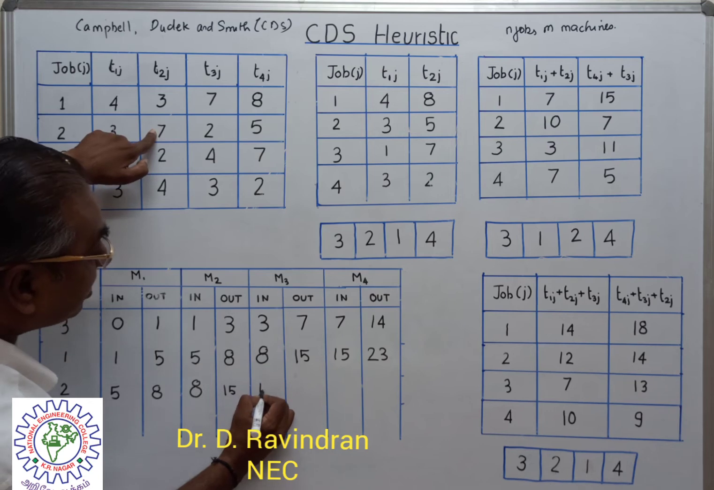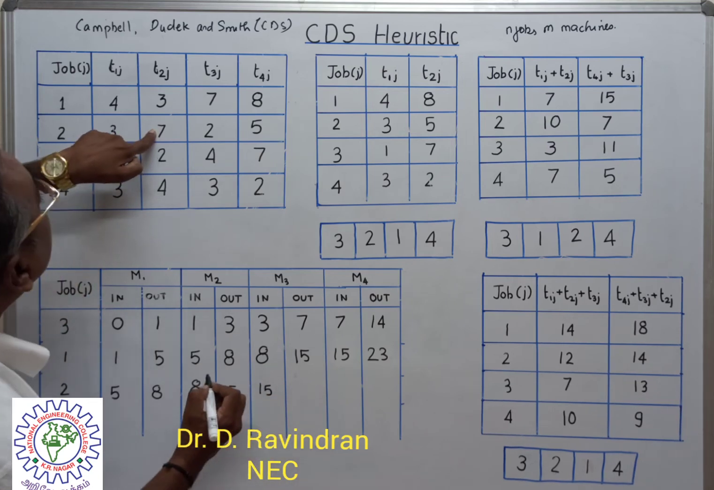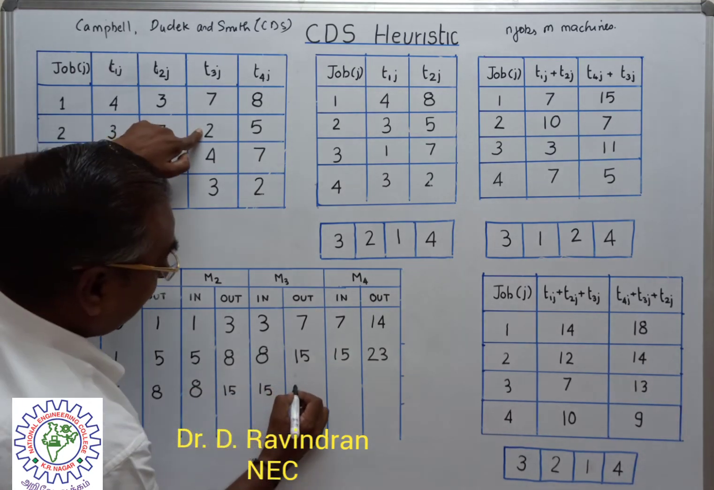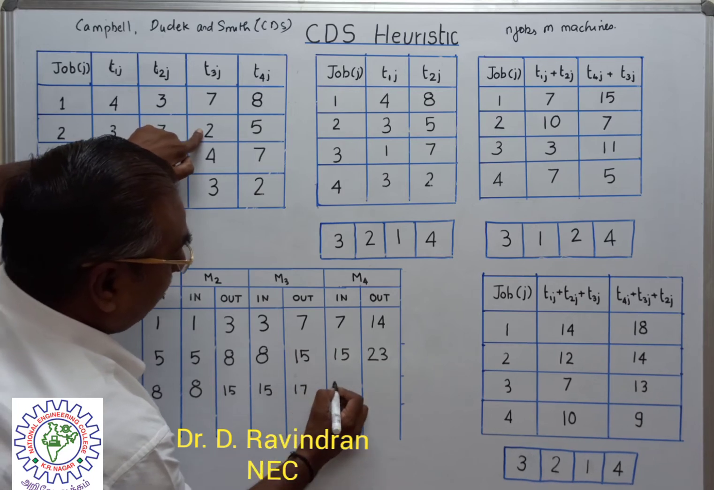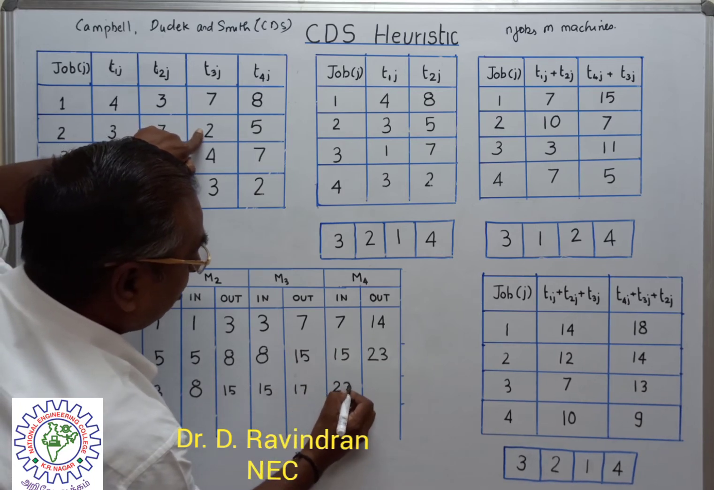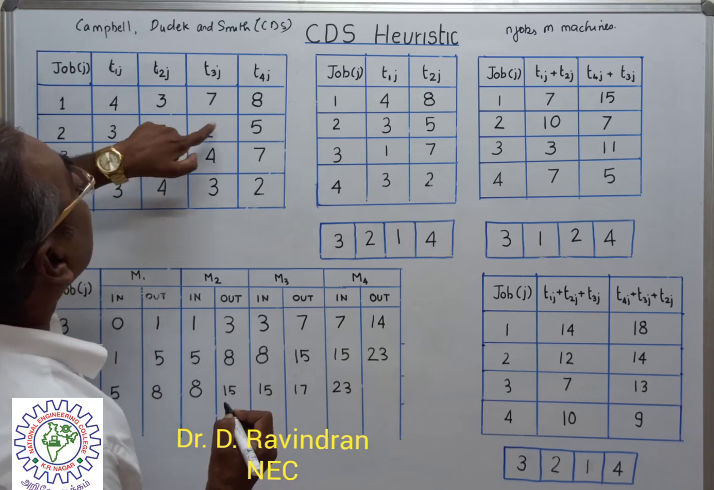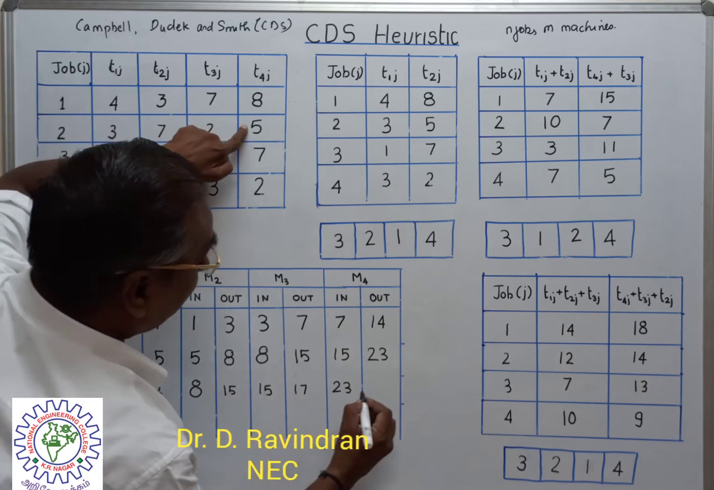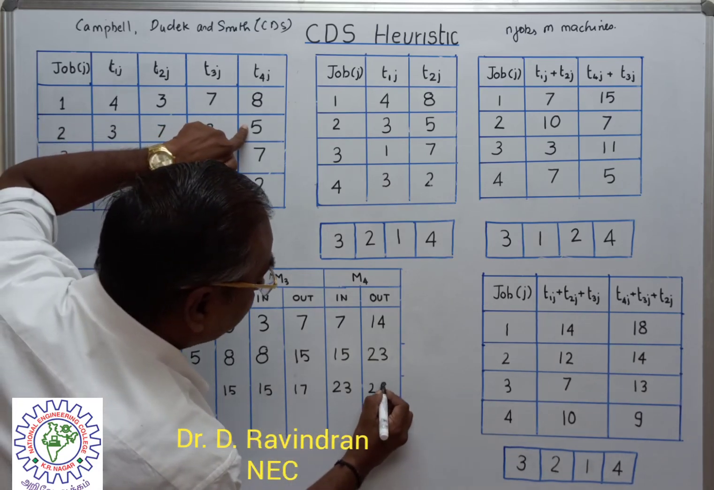At 15 hours it enters the machine M3. 15 plus 2 is 17. At 17 hours it is coming out. But at 22 hours, 23 hours only it will be entering the machine M4. There it is getting processed for 5 hours. So it is 28.